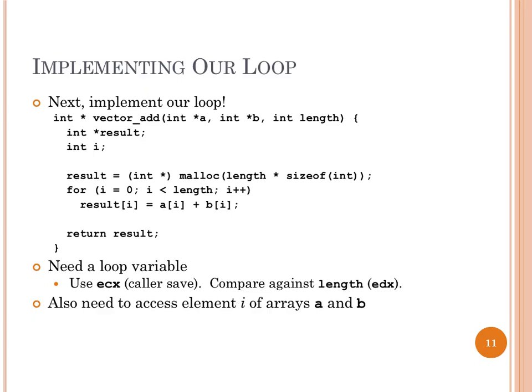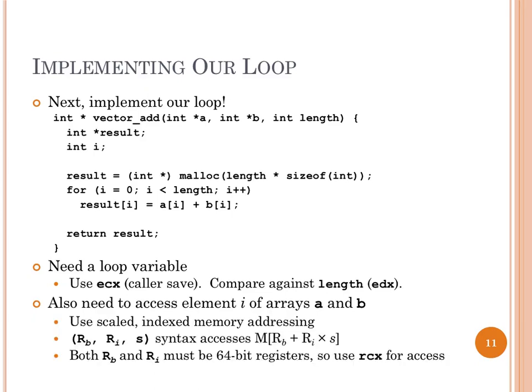Okay? So need to access element I of the arrays. So we'll use something like this. Remember, what is our pointer to A in? Well, it's in RDI, so we know RDI will be one of our bases. B is one of our arrays, and that'll be in RSI, so we'll use that as one of our bases. And the result, if malloc succeeded, is going to be in RAX, so RAX is going to be one of our bases as well. And RI can just be RCX everywhere. Okay? Everybody with me? So hopefully, pretty straightforward.